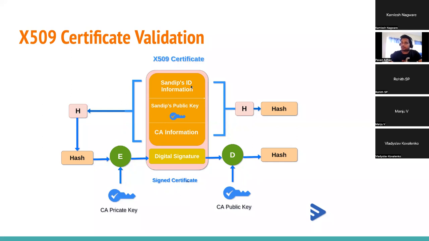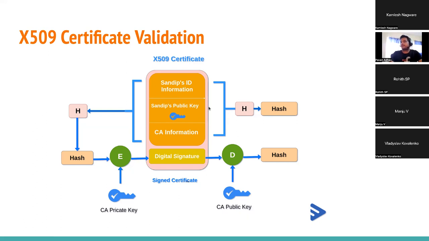So in this above section, what the certificate authority does is create a hash of this above information and encrypt this hash with the certificate authority's private key, its own private key, and put it as a digital signature at the bottom of the certificate. So this is the certificate creation process.